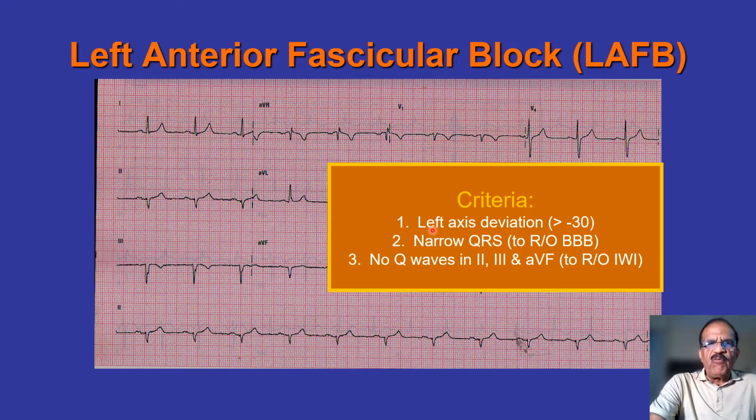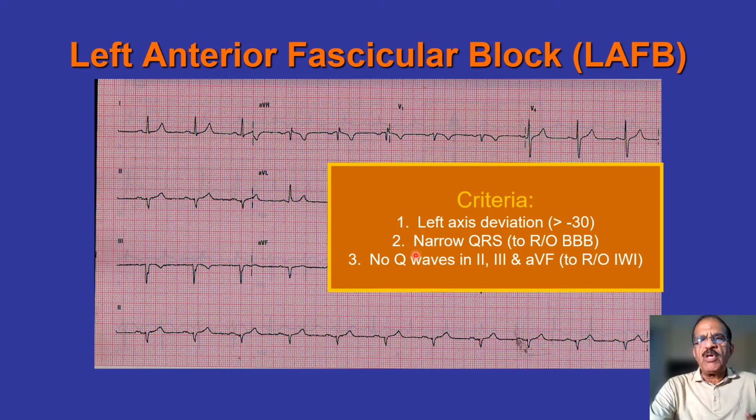So the first abnormality we expect is left axis deviation. And what is left axis deviation? Normal axis can range from minus 30 to plus 100, slightly beyond 90. So that is the normal axis. If you have more negative than minus 30, that would be called left axis deviation. This I showed in the module where we discuss axis deviation. Then we have to demonstrate that the QRSs are normal width, narrow.